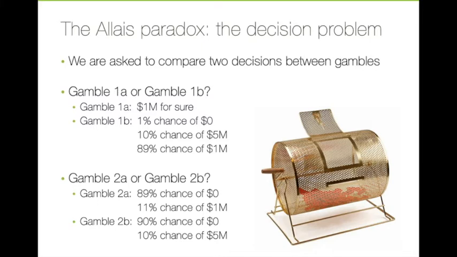Now you're presented with the second choice between gamble 2A and 2B. Gamble 2A has an 89% chance of nothing and an 11% chance of $1 million. So it's like a really good lottery. Gamble 2B has a 90% chance of nothing, but a 10% chance of $5 million. So slightly lower chance, a bit more money. What would you choose in each case?